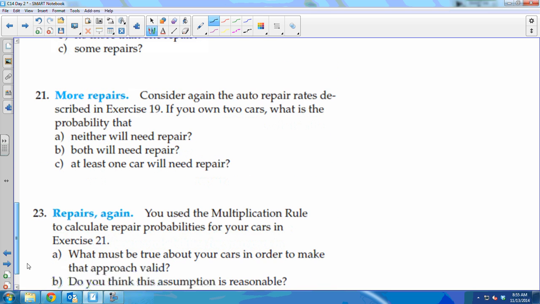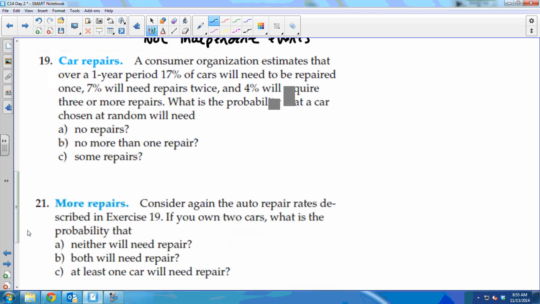All right, these last 3 all go together and I'll be done. A consumer organization estimates that over a 1-year period, 17% of cars will need to be repaired once, 7% will need repairs twice, and 4% will require 3 or more repairs. What is the probability that a car chosen at random will need...? And it gives us some different questions. So, the probability that the car is going to need no repairs. How do I find that?